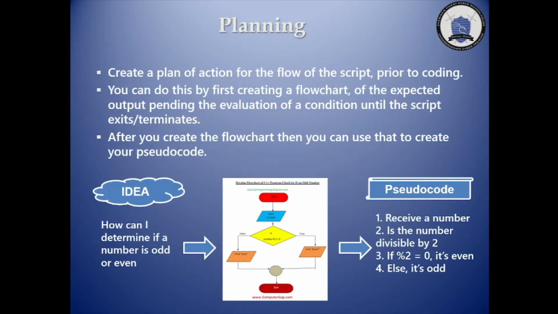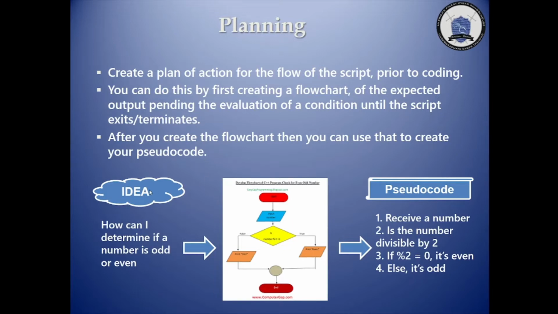All right, so now let's go ahead and jump into planning. So planning in PowerShell and coding in general, you're going to create a plan of action for the flow of the script prior to coding. So you can do this first by creating a flowchart of the expected output pending the evaluation of a condition until the script exits or terminates. So after you create the flowchart, then you can use that to create your pseudocode.